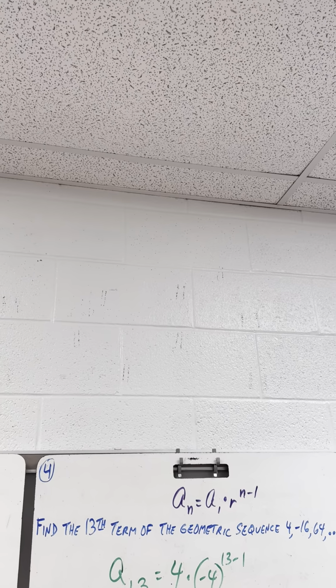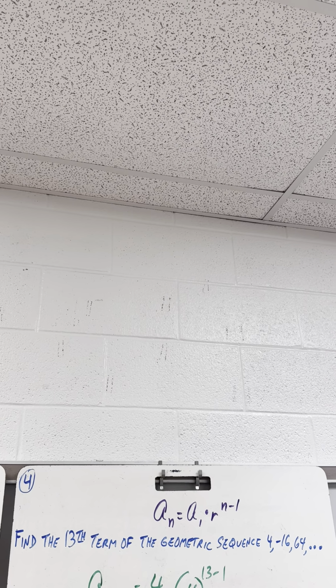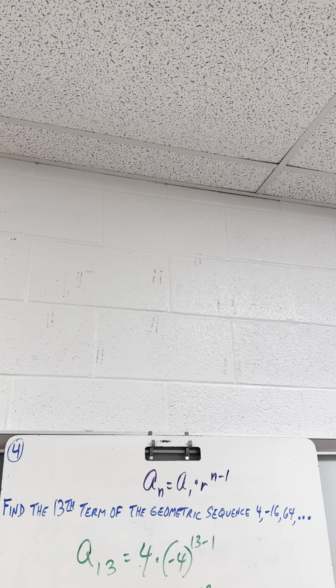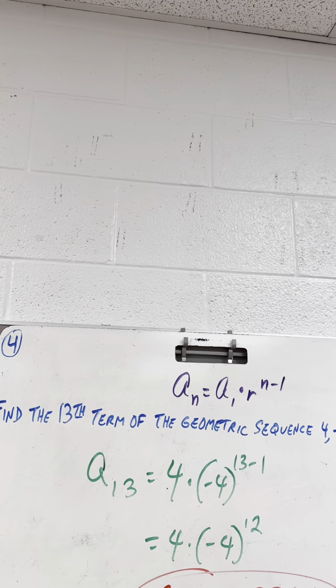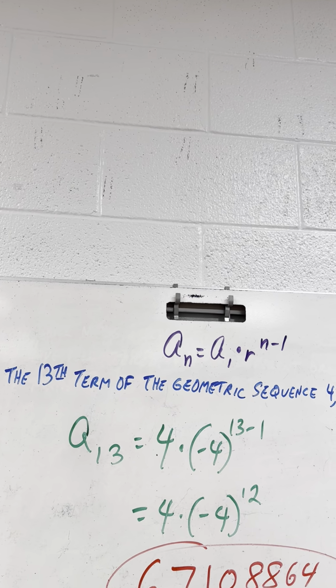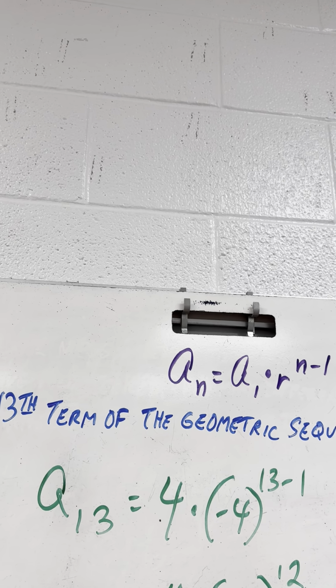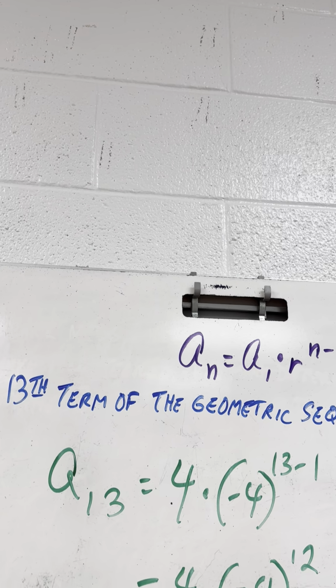Find the 13th term of this geometric sequence 4, negative 16, positive 64. That's going to be, 4 is the first term, but negative 4 is the ratio. So negative 4 to the 13 minus 1.